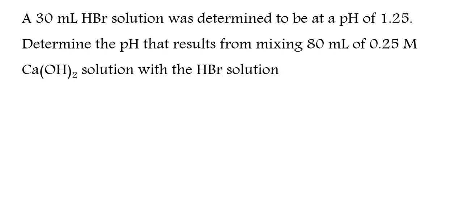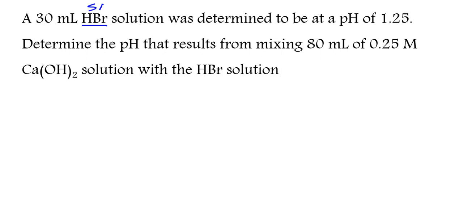Okay, a much larger problem. A 30 milliliter HBr, or hydrobromic acid solution, was determined to be at a pH of 1.25. Determine the pH that results from mixing 80 milliliters of 0.25 molar Ca(OH)2 solution with the HBr solution. Okay, so this is an acid-base mixture. How do I know that?